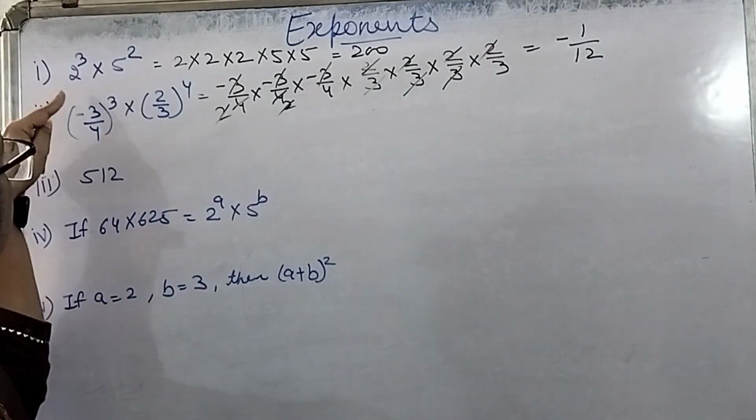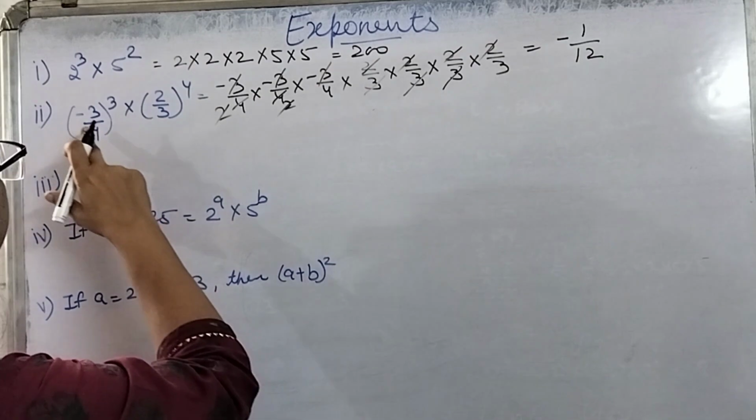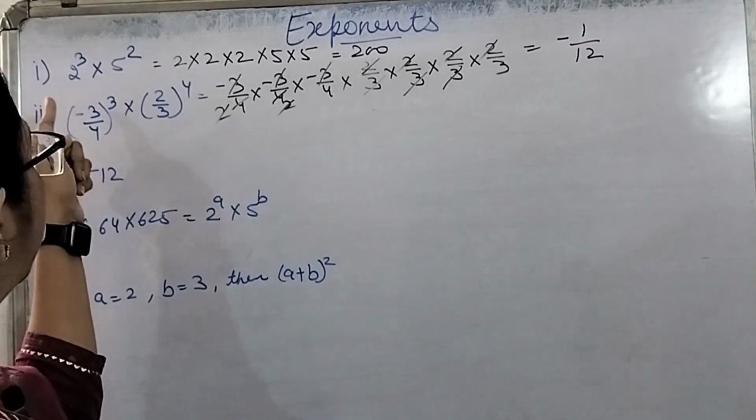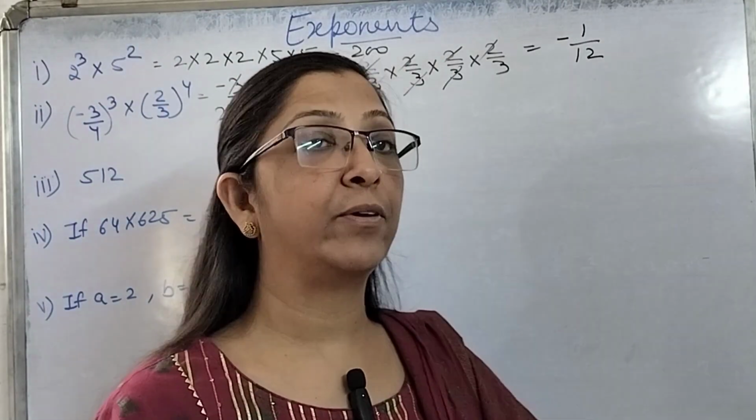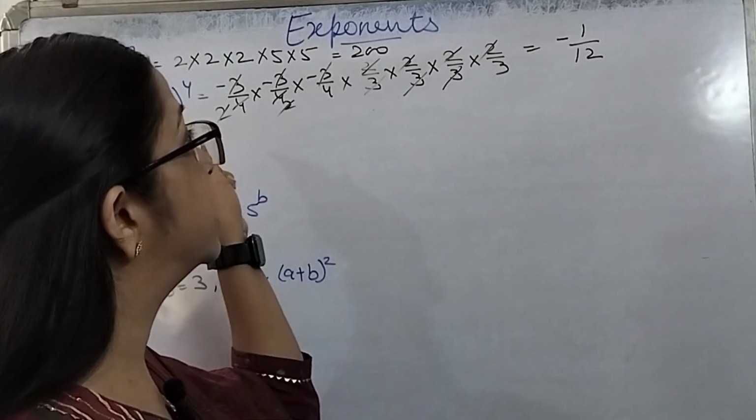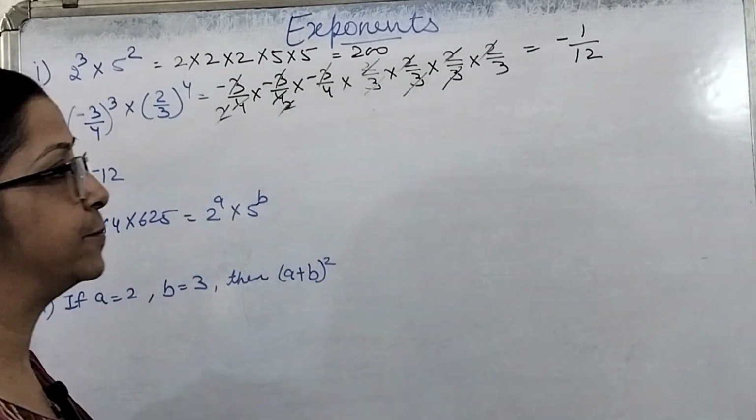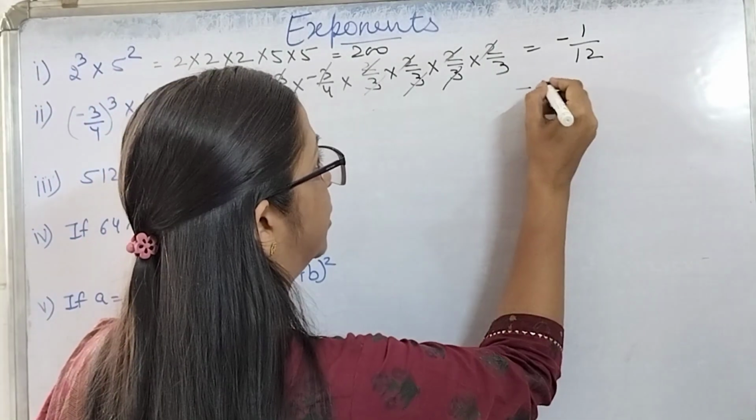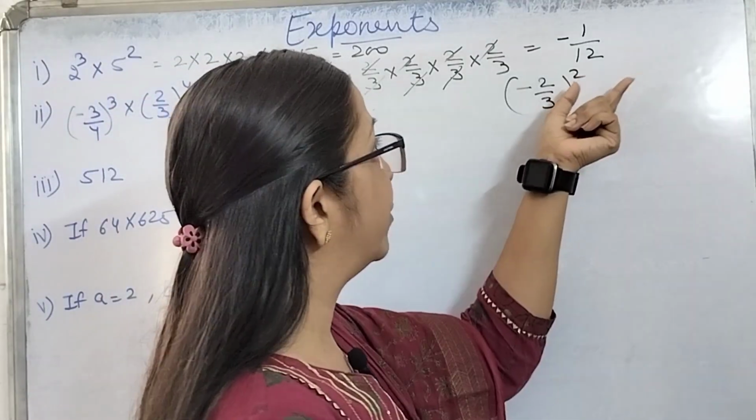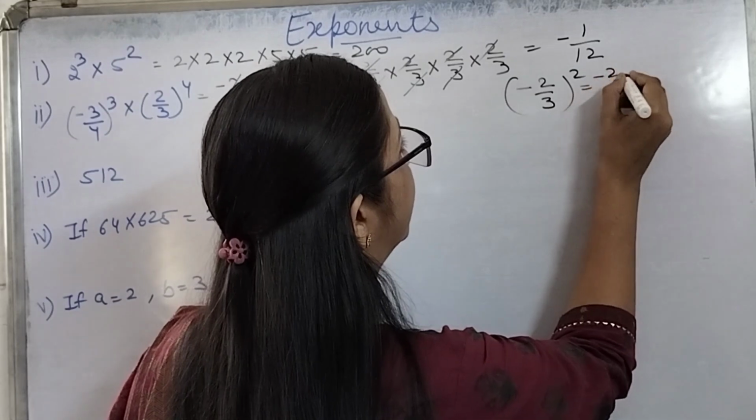Over here we can see that if a negative number is being multiplied an odd number of times, because 3 over here is an odd number, in that case the final answer will be negative. And if a negative number is multiplied an even number of times, in that case your final answer will be positive. That means suppose your number is minus of 2 upon 3 and its power is 2. 2 is an even number. So if we multiply the negative number an even number of times, the final product will be positive.